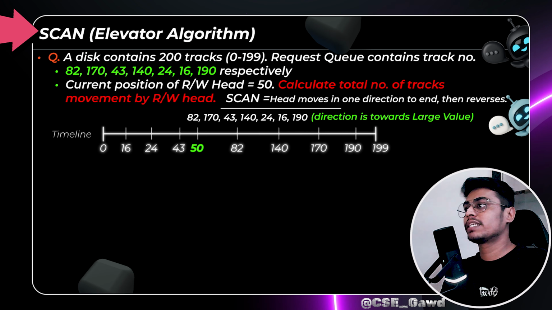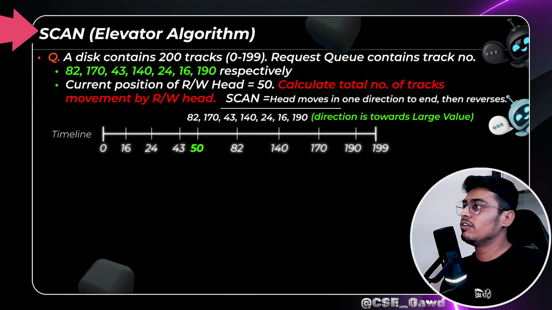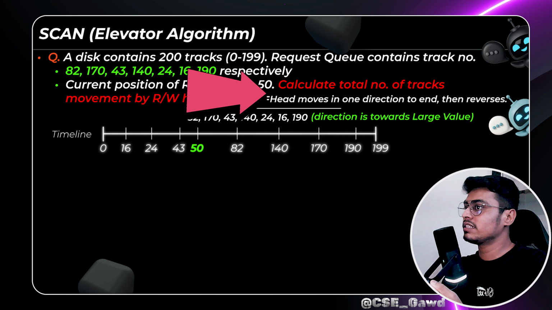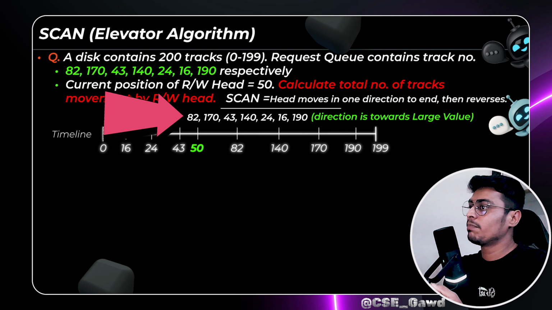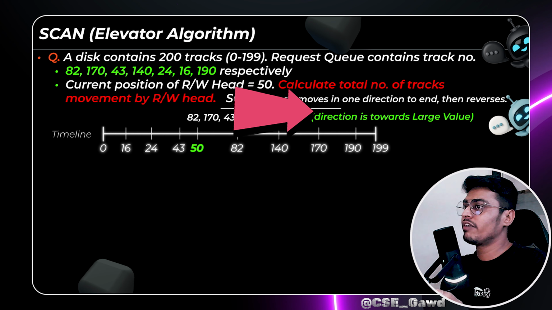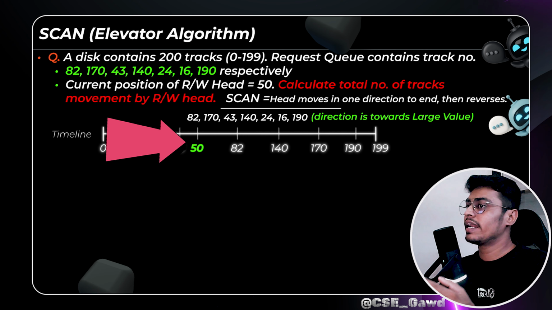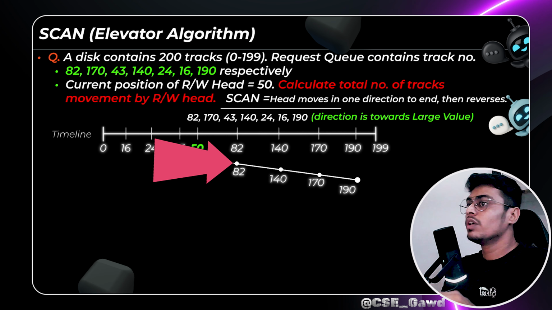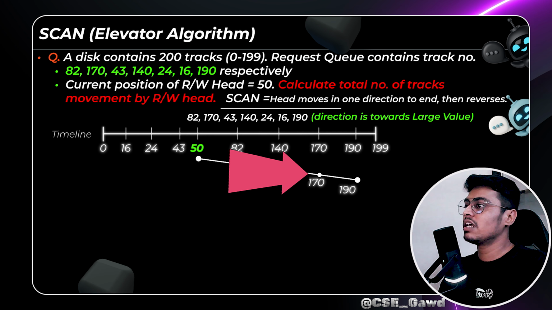Now moving forward to the SCAN algorithm. The SCAN algorithm is also called the elevator algorithm because it works like an elevator. The read-write head moves in one direction until it reaches the end, then reverses direction. So using our same example, with the direction towards larger values, as given in the question, we are at 50, so we will go to 82, then 140, then 170, then 190.